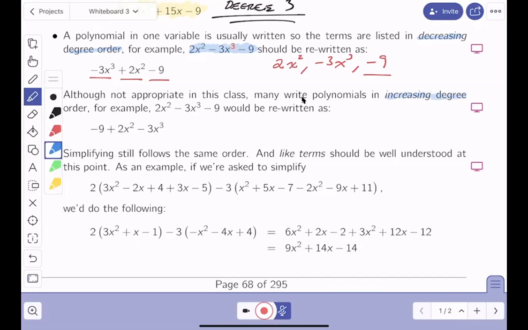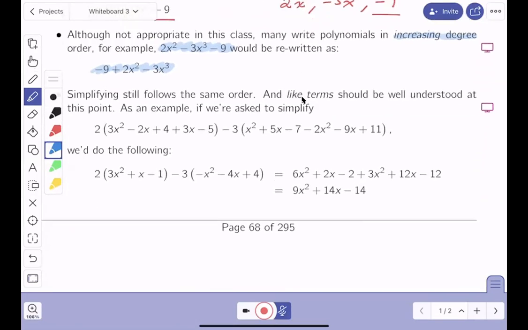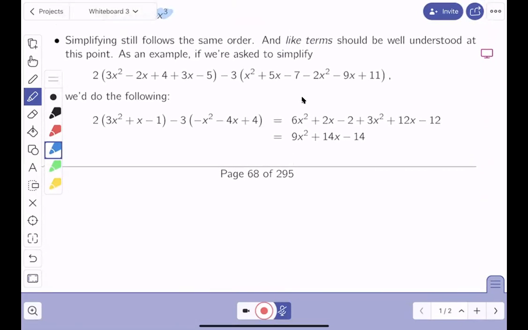All right, so in the same example, they start with minus 9 now. The next term would be 2x squared. And then the biggest one there is minus 3x cubed. When I say the biggest, I mean the biggest exponent. Simplifying still follows the same order.